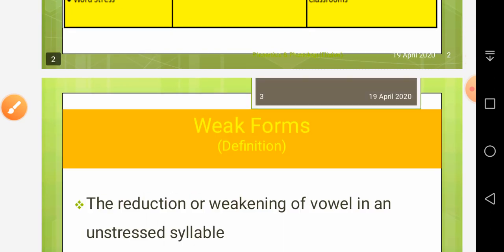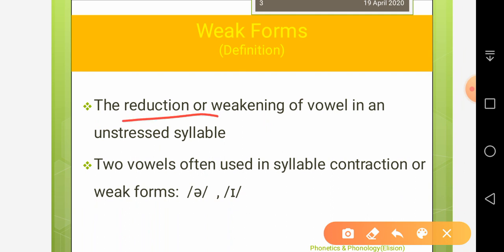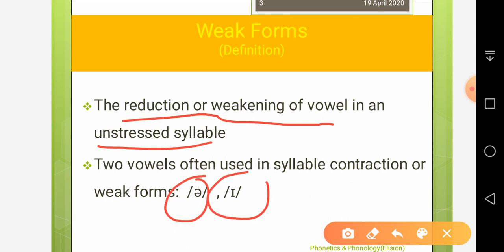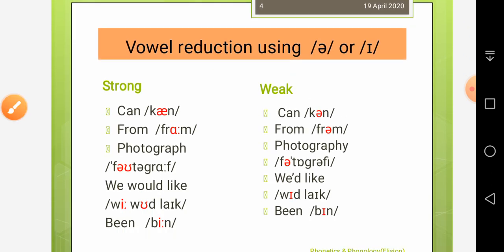Now, what are weak forms? Technically, the reduction or weakening of a vowel in an unstressed syllable is known as weak form, and the two vowels which we use in order to contract a syllable are schwa and this one, i. This is a central vowel and this is a front, closed vowel. These two are used in order to reduce the syllable in connected speech. Let me give you some examples.